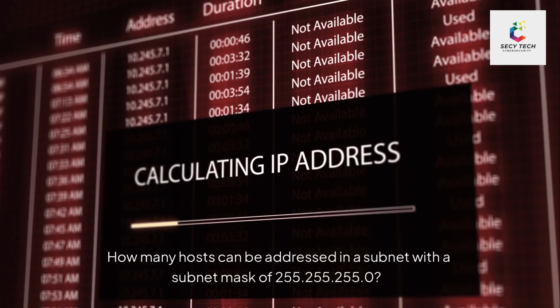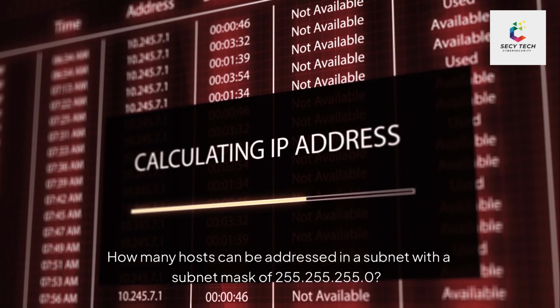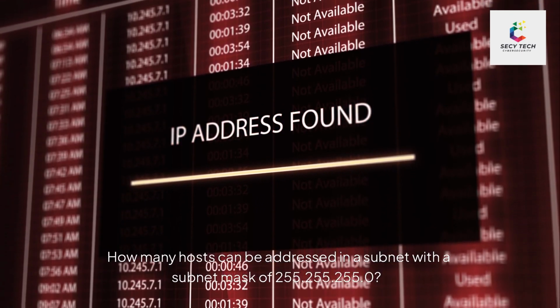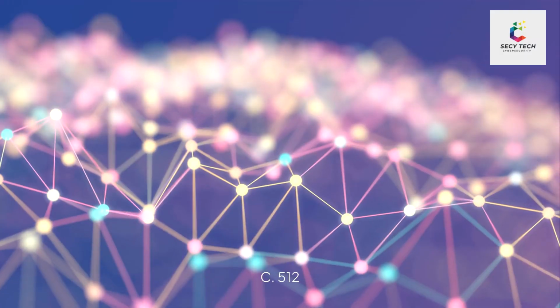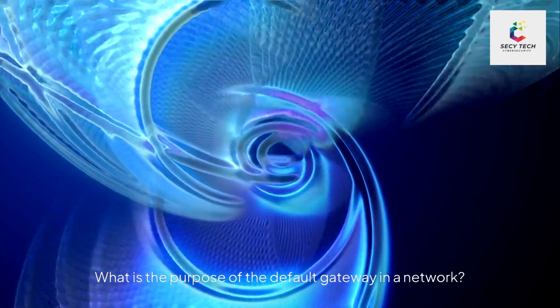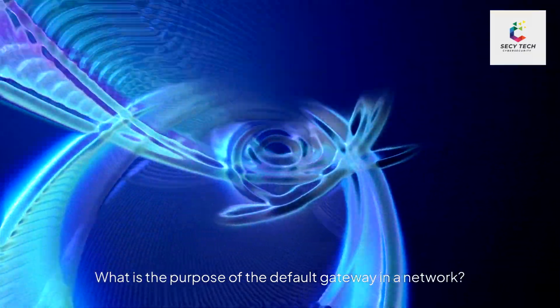Q5. How many hosts can be addressed in a subnet with a subnet mask of 255.255.255.0? A. 254. B. 256. C. 512. D. 128. Answer: A. 254.